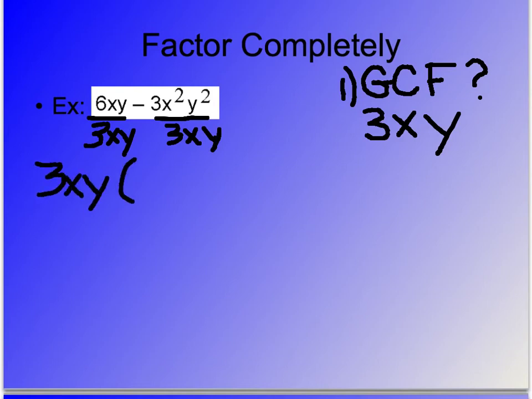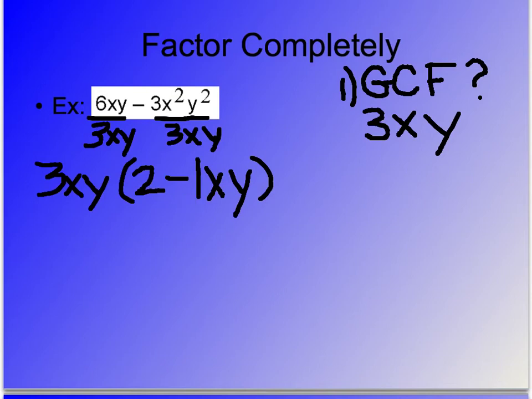If you don't write the greatest common factor down, then you haven't given me the factored form. So in our first term, 6 divided by 3 gives me 2, and the x and the y are going to be gone. In the second term, negative 3 divided by positive 3 gives me negative 1. And then my x squared over x becomes x, and y squared over y becomes y. And remember, it's not necessary to write this 1 here, but if you do, that's okay too.